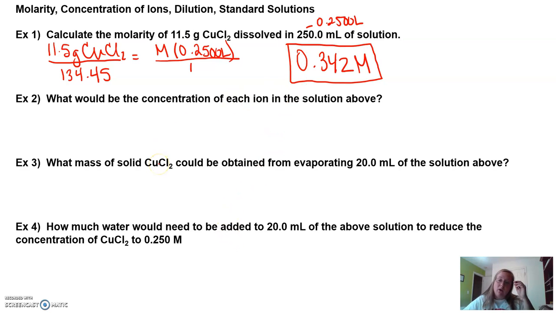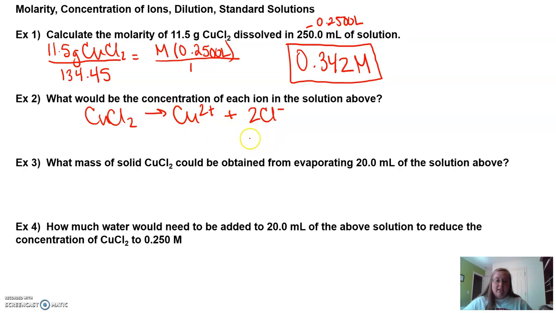All right, so for question 2, what would be the concentration of each ion in the solution? Now this is looking at ion concentration, which we didn't do a lot of in Chem 1, but it's not that difficult. It's just looking at your solution and trying to figure out what the mole ratio is for each ion compared to the whole solution. And so if we look at copper 2 chloride, as this dissociates into water, it's going to break apart into copper and 2 chloride ions.